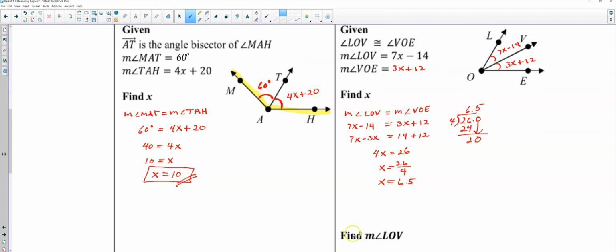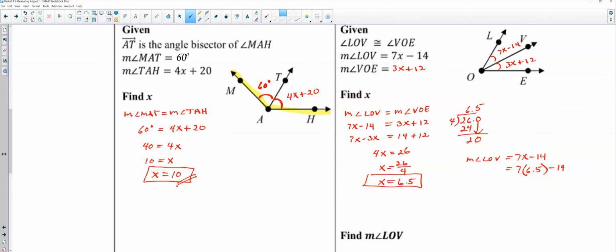So now what does it say? Find the measurement of angle LOB. Well, the measurement of angle LOB is 7x minus 14, right? So we could say the measurement of angle LOB equals 7x minus 14. We found x already, so now we're going to plug it in. Equals 7 times 6.5 minus 14.